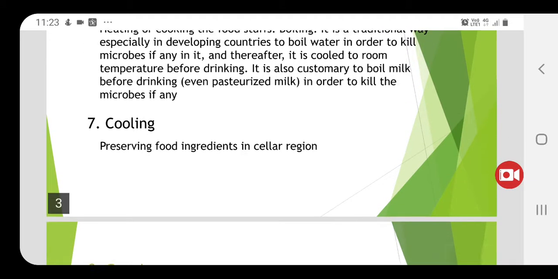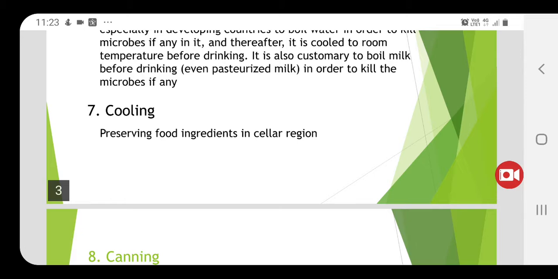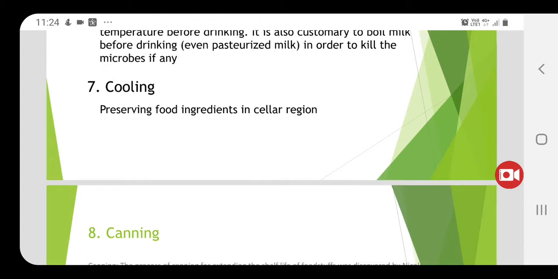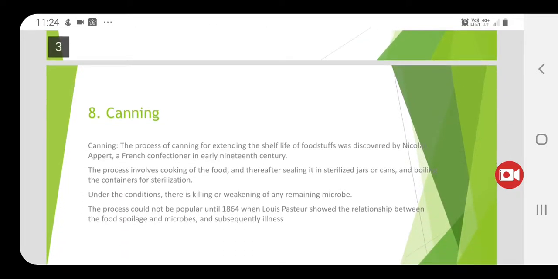Another method is cooling. In ancient days, ice was not used for preservation, but they found that if food ingredients are kept at underground level, which is also called the cellar region, where the oxygen level is less and the temperature is also less, the food ingredients can be kept for more days. That was another traditional preservation method.